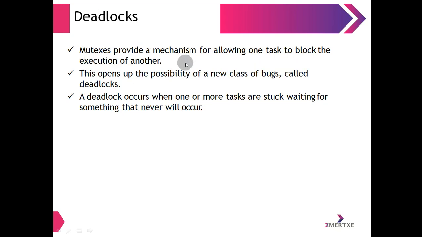A mutex provides a mechanism for allowing one task to block the execution of another. Simple. This mutex looks simple. It can only be assigned at a specific time to only one specific task. This opens up the possibility of a new class of bugs called deadlocks. A deadlock occurs when one or more tasks are stuck waiting for something that will never occur. Now this is the written document.